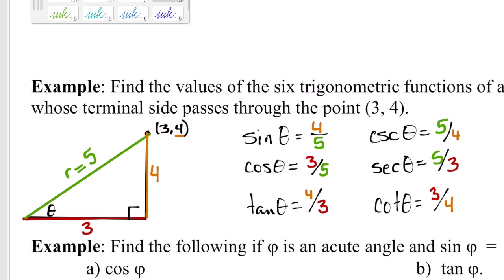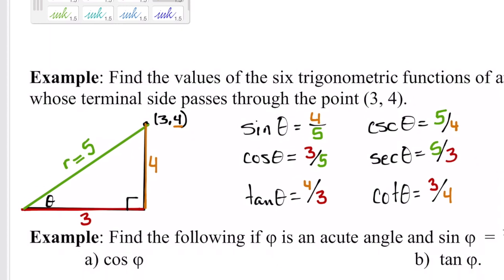A few different ways to look at it. And now we've got, count them, 1, 2, 3, 4, 5, 6. All 6 of those trig functions. And we're ready for the next bit.